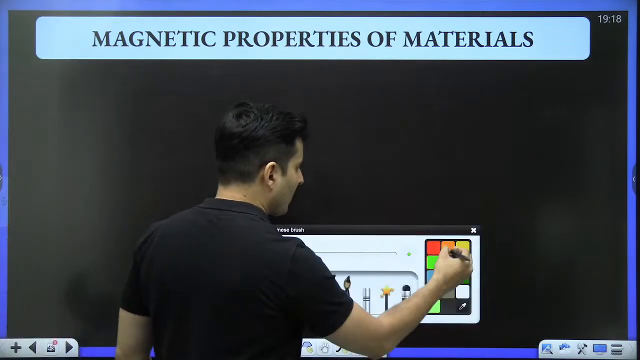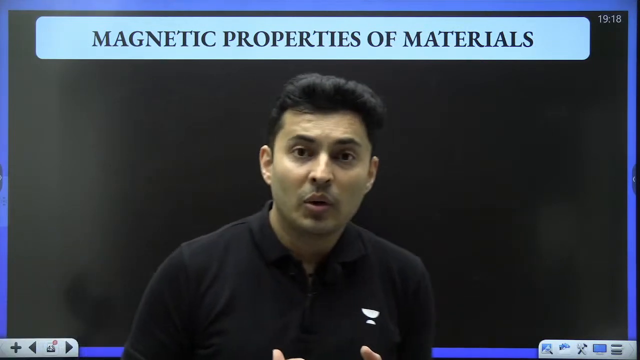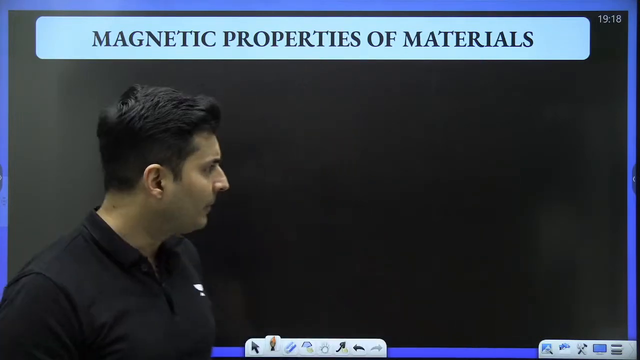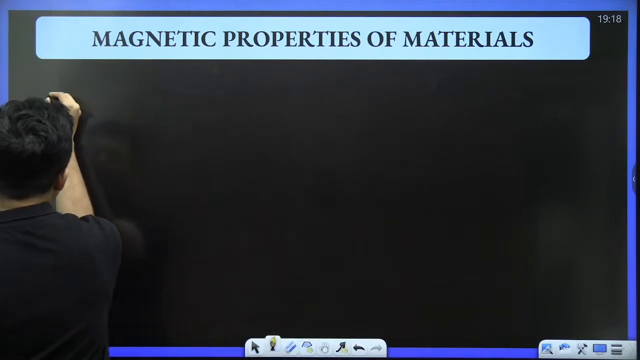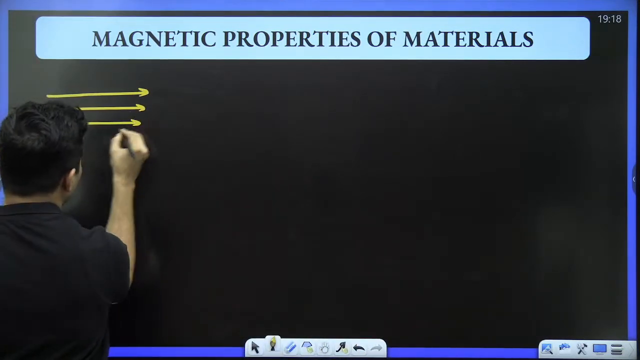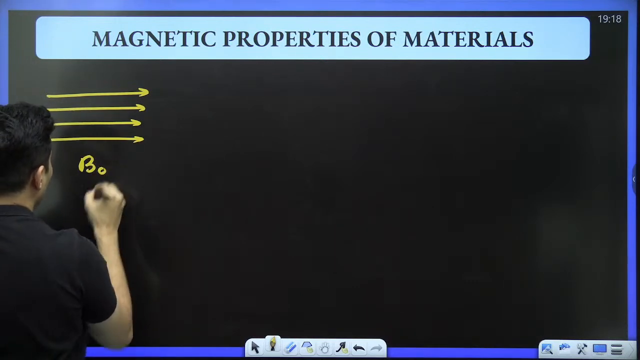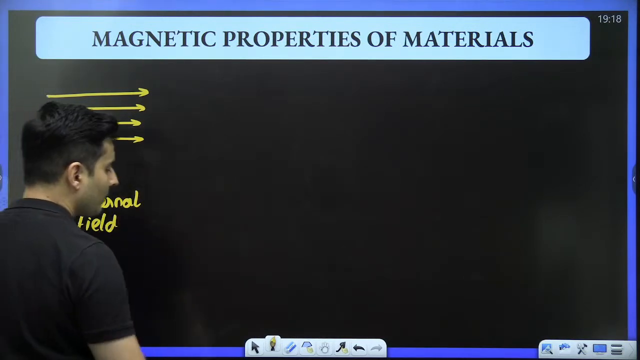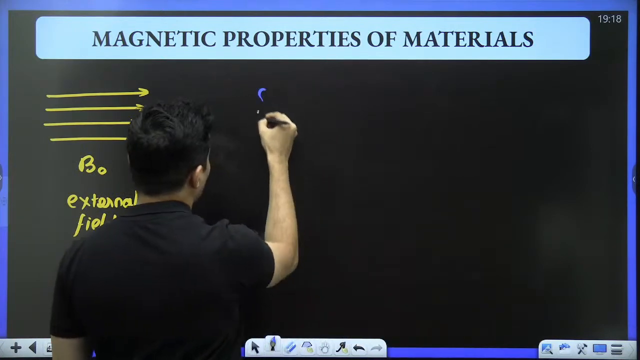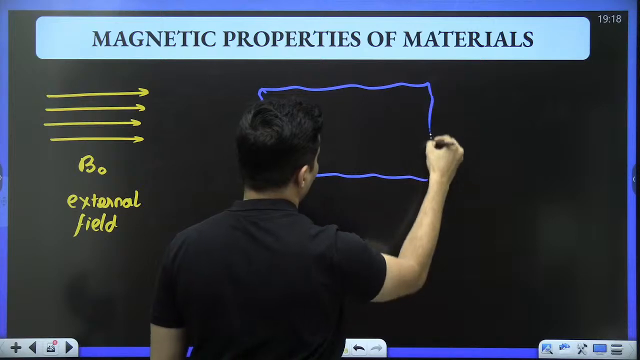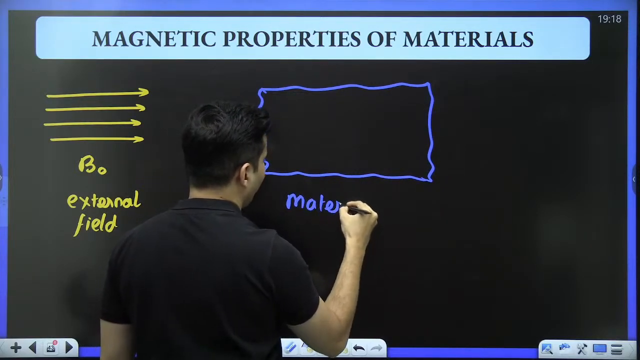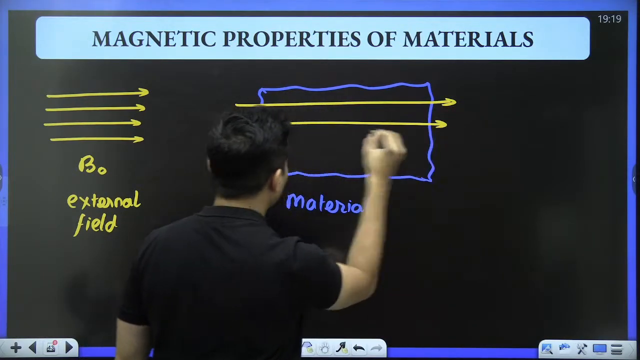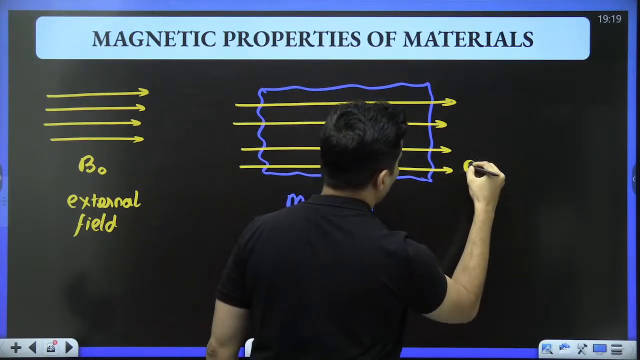The first parameter that we are going to study is how external field, induced field, and the net field are related to each other. Say, for example, there is a magnetic field being generated by somebody. I will call it B naught. This is my external magnetic field. Then you have some material, some magnetic material. That external magnetic field happens to pass through that material.